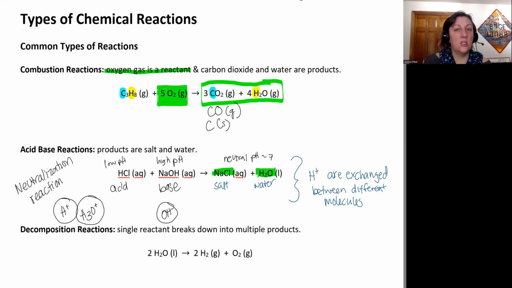So these bonds to a hydrogen are breaking, and then that hydrogen is forming a new bond to a different chemical. And so the changes between reactants and products can look pretty subtle, because it can be just the difference of one hydrogen.